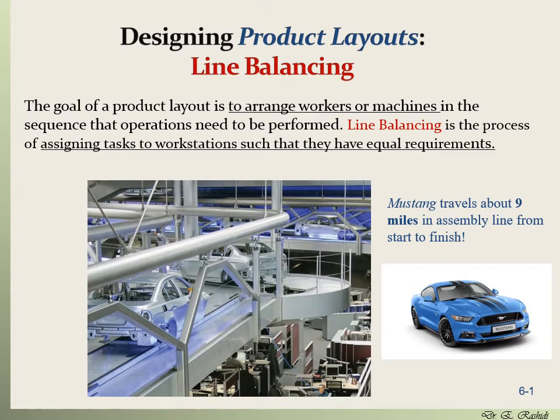Here we study the designing of product layouts, known as line balancing. The goal of a product layout is to arrange workers, machines, and equipment in the sequence in which operations need to be performed. The sequence is referred to as a production line, assembly line, or simply a line. These lines range from fairly short, with just a few operations, to long lines with a large number of operations. Automobile assembly lines are examples of long lines.